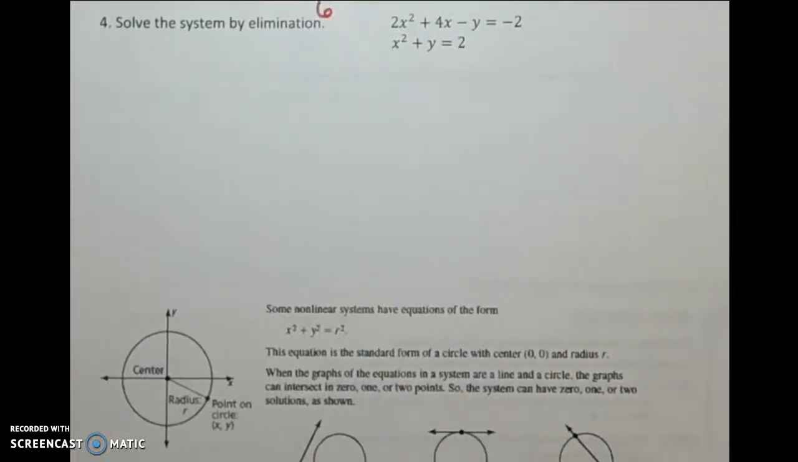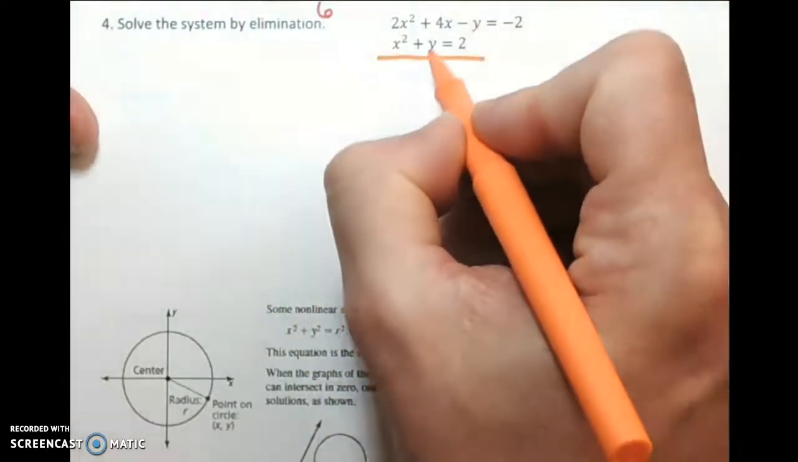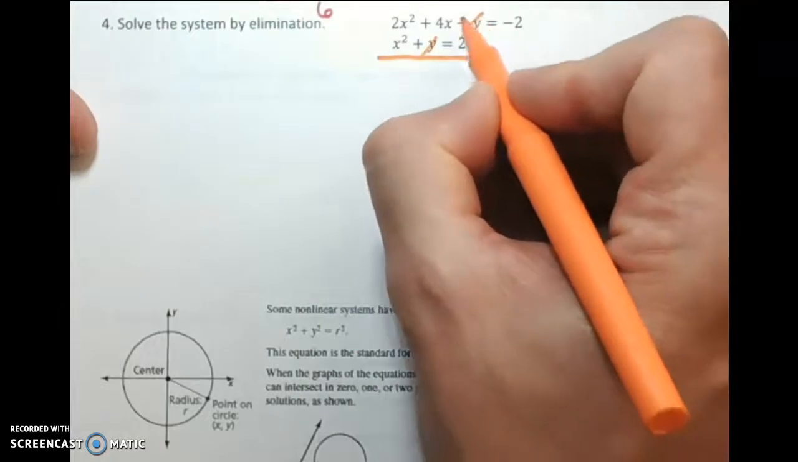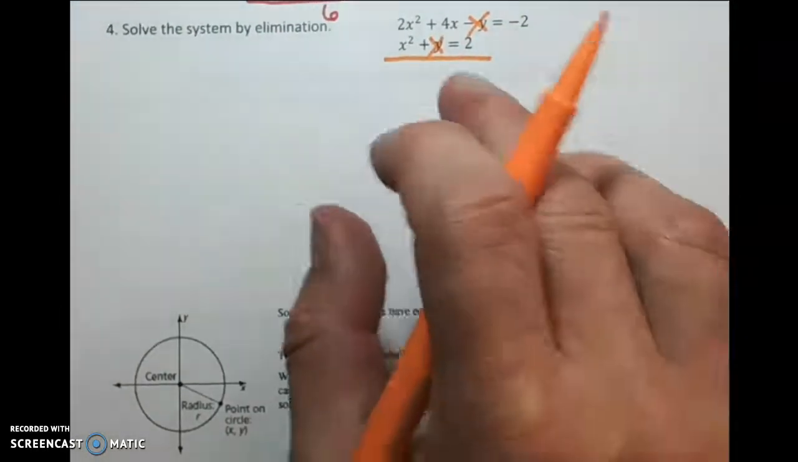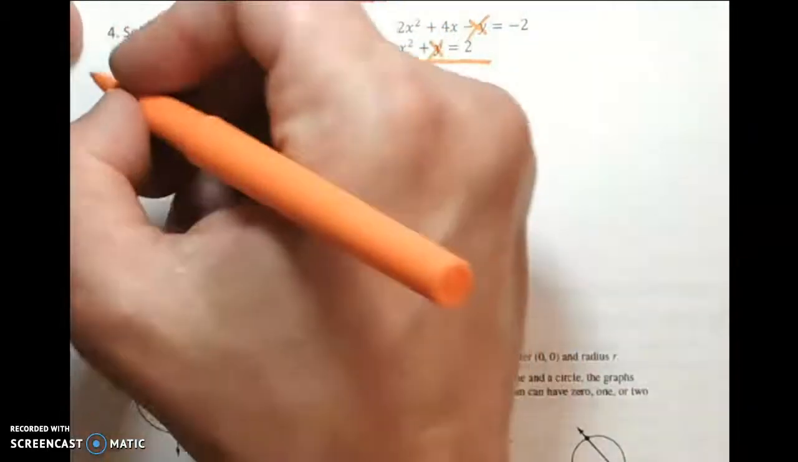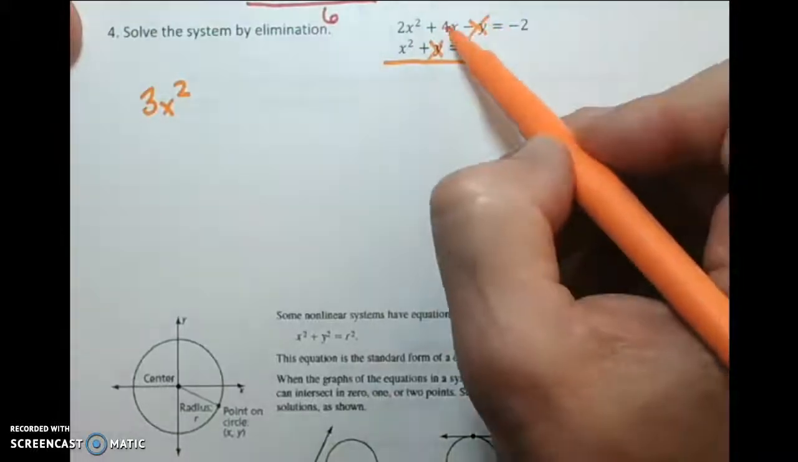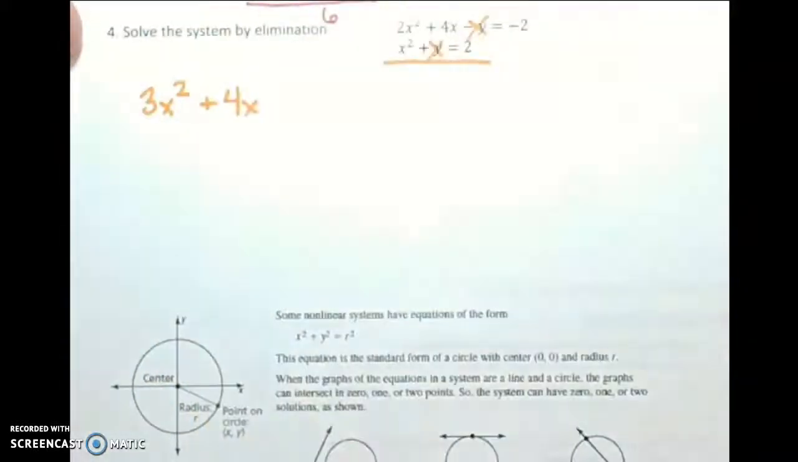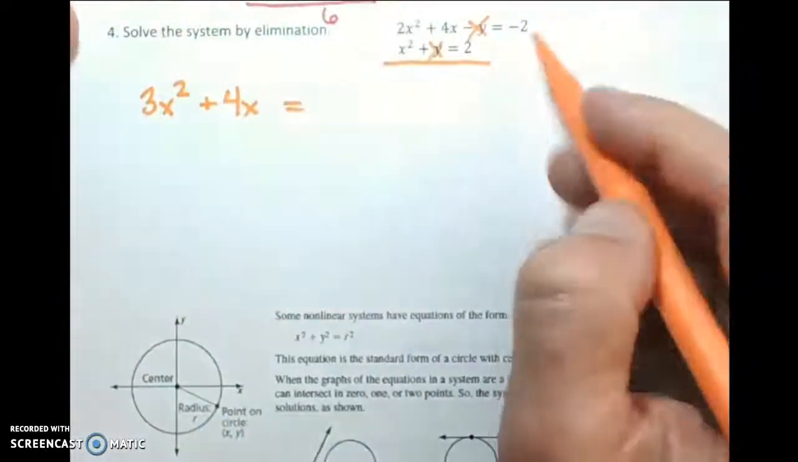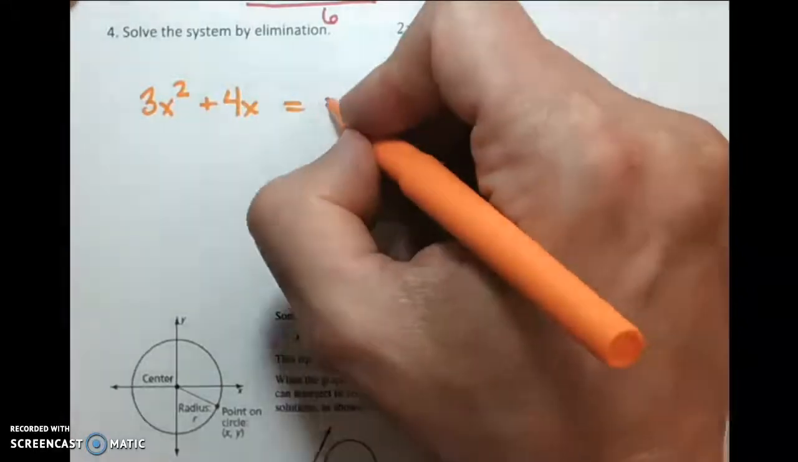I am going to look to eliminate in this case. And look, I got that negative y and positive y in these equations, and therefore it cancels out again. So I'm going to go ahead and combine like terms. 2x squared and x squared is really 3x squared. 4x and nothing else is 4x on that side of the equation. On the other side of the equation, I have negative 2 and positive 2, which again will cancel out, so I get 0.